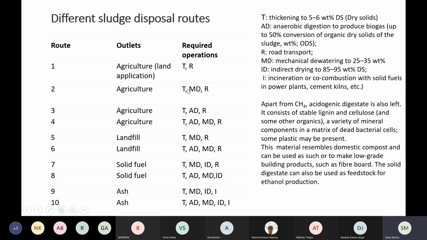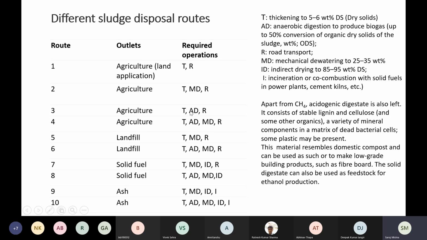Now, in many other cases, for example, again, T stands for thickening, MD stands for mechanical dewatering. For some kinds of application, 5 to 6% is not enough, but rather you must have 25 to 35% of dry solids in there per 100 ml of liquid. Okay, that is called MD. So mechanical dewatering needs to be carried out on the sludge and then followed by road transport. In certain cases, again, if you want to apply it for agricultural purposes, you can do the thickening. Then anaerobic digestion is carried out for methane production.